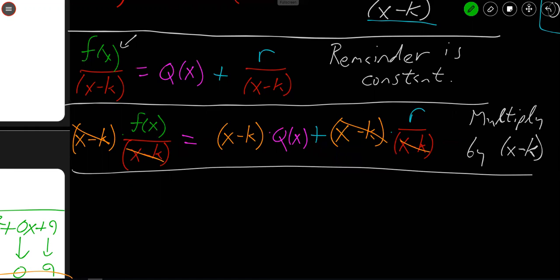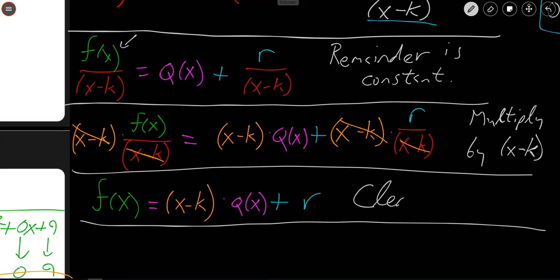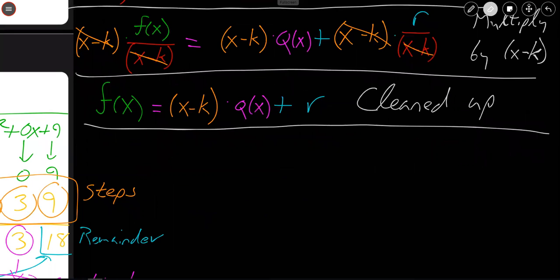So now I can write this out. Left side of the equation is f of x. My right side of the equation cleans up a little bit now. It's still a little bit complex, but it's looking better. It's x minus k times q of x plus r. So this is just a cleaned up version.